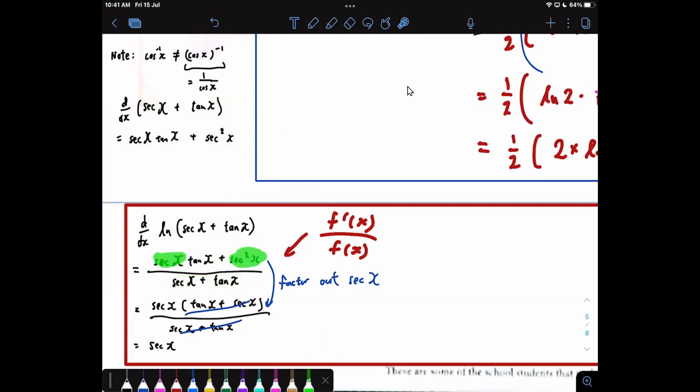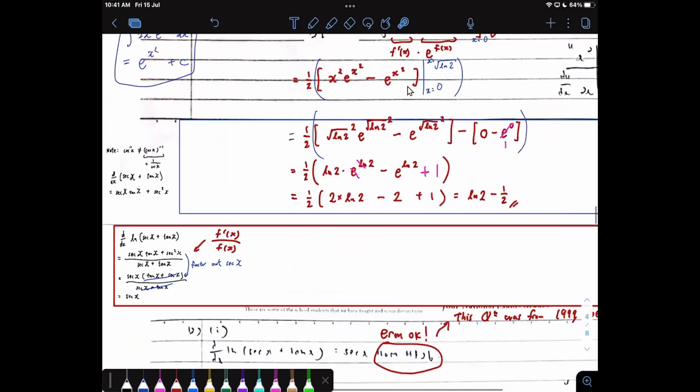So you can factor out a common factor of secant x. You end up with secant x times (tangent x plus secant x). Clear? Then there's a factor of tangent x plus secant x at the numerator, and a factor of secant x plus tangent x at the denominator. They are the same, so I can just cancel off the common factor. I'll be left with secant x. So that's what they tell you to do in part 1.